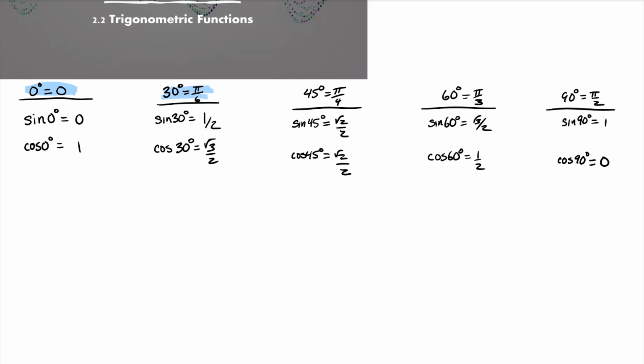30 degrees is the same as pi over 6, 45 degrees is the same as pi over 4, 60 degrees is the same as pi over 3, and 90 degrees is the same thing as pi over 2 radians. And that's all from the work we did in 2.1. Everything will build upon itself. I'm telling you, 2.1, 2, and 3.